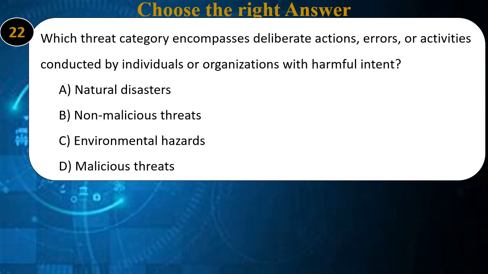Question number 22. Which threat category encompasses deliberate actions, errors, or activities conducted by individuals or organizations with harmful intent? A. Natural disasters. B. Non-malicious threats. C. Environmental hazards. D. Malicious threats.